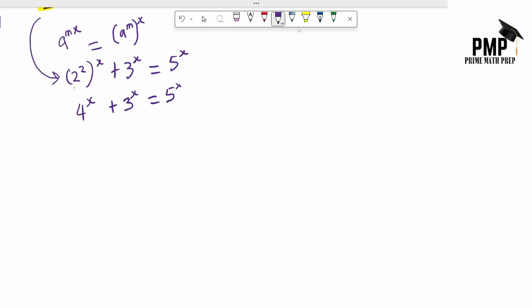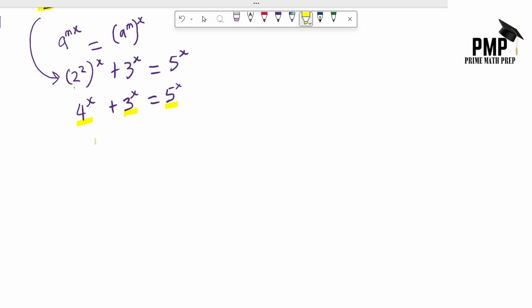This type of question may be confusing because here we have 3 bases. We have base 4, base 3, and base 5. They are all different. There are no common factors. And here, surprisingly, the log trick may not really be easy to clean this up with. So the question now is, what do we do?